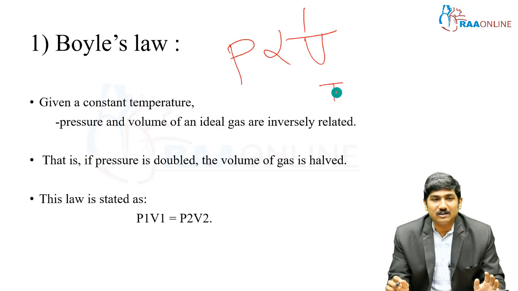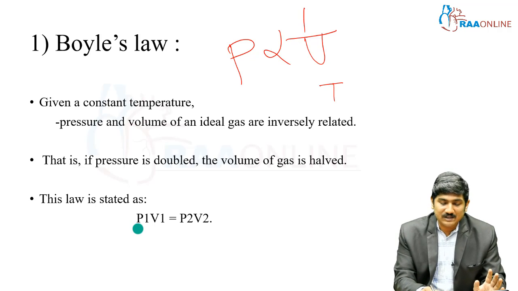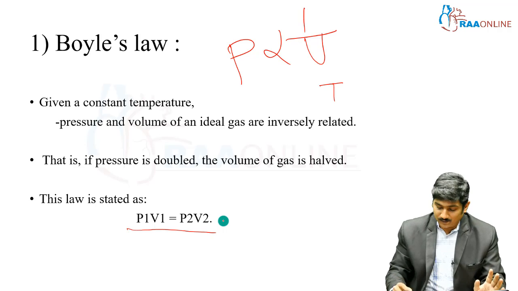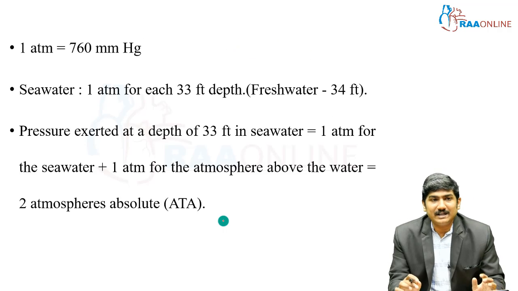Given a constant temperature, the pressure and volume of an ideal gas are inversely related. That is, if pressure is doubled, the volume gets halved. It is stated as P1V1 equals P2V2. So why are we reading Boyle's law here? We'll go into it. 1 atmospheric pressure is equal to 760 mm of Hg. This is a fact; you need to know this.